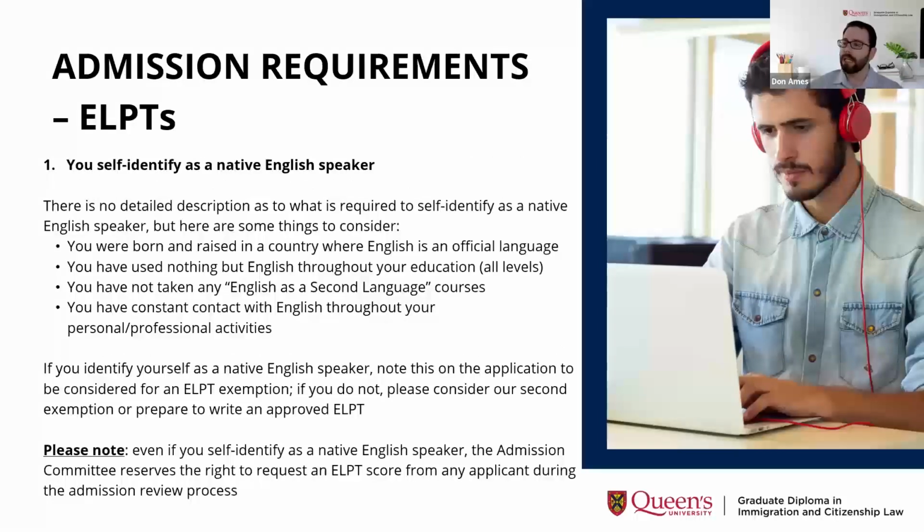All right, let's take a look at the exemptions in detail. The first exemption here, you self-identify as a native English speaker. This is tricky. There is no hard and fast definition that outlines what a native English speaker is. So you need to reflect on some different criteria to determine if you self-identify. If you do, you would need to select that on the application to ensure that we review your application in full, taking that exemption into consideration.